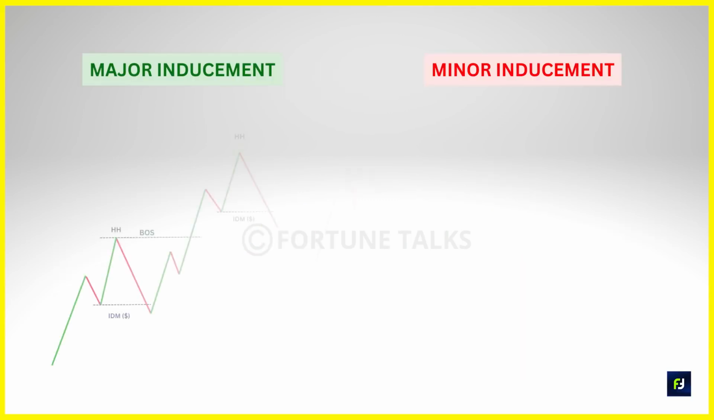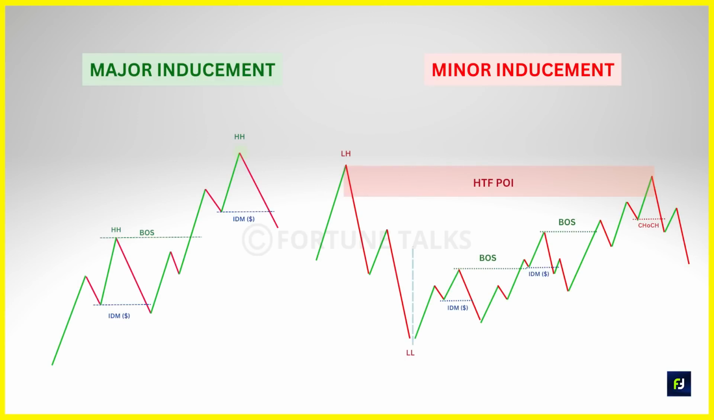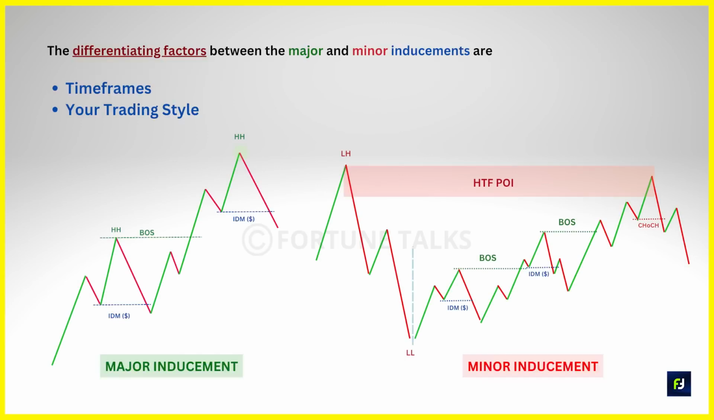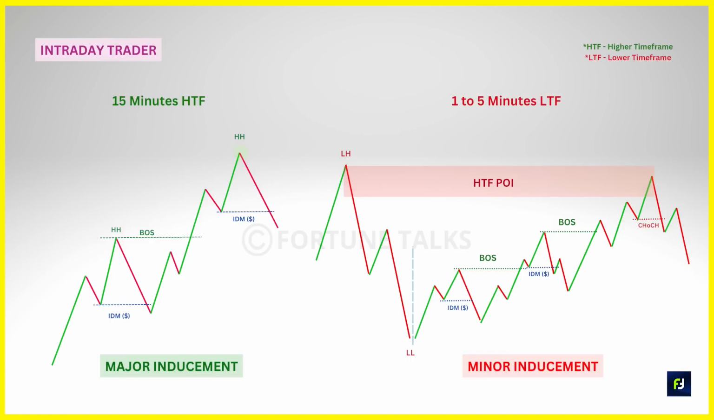Now let us talk about major and minor inducements. You might have already guessed what these are. Anyways, the differentiating factor between the major and minor inducements is the time frame. It will also depend on your trading style. So if you are an intraday trader, then your higher time frame can be 15 minutes, while your lower time frame can be between 1 minute to 5 minutes.